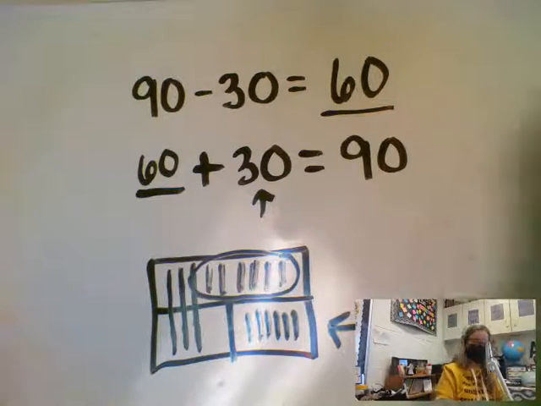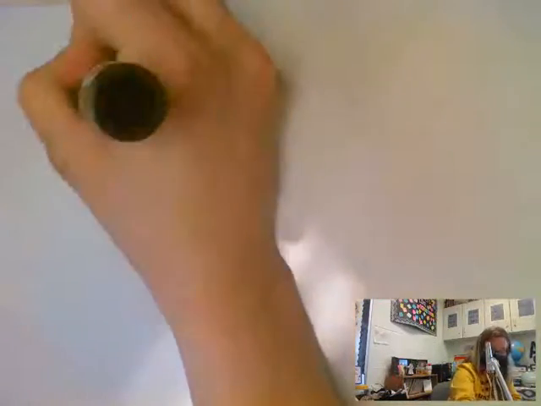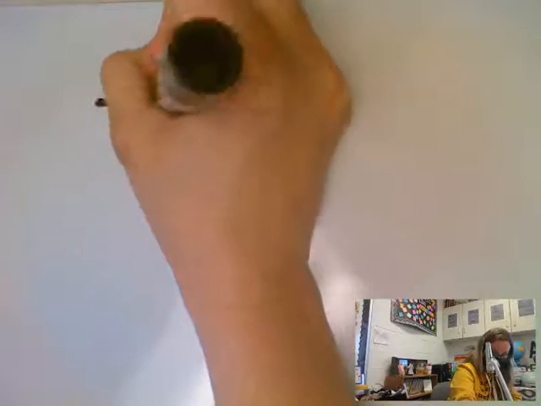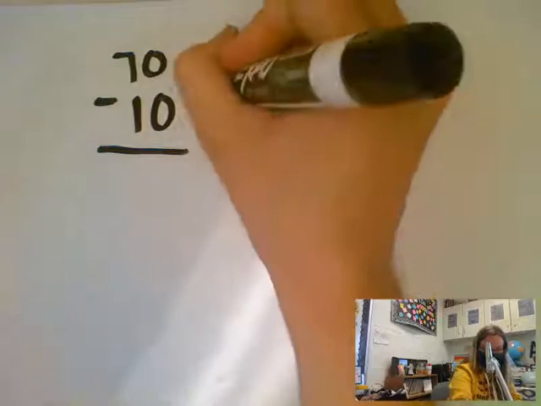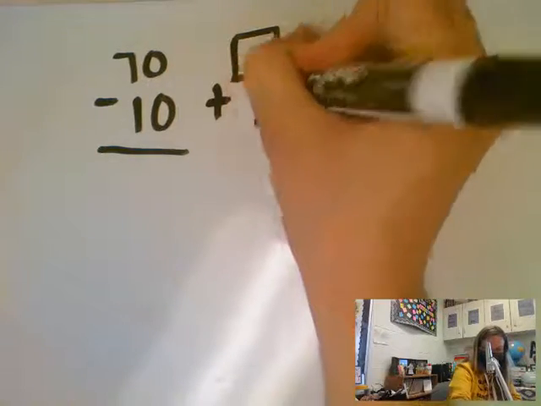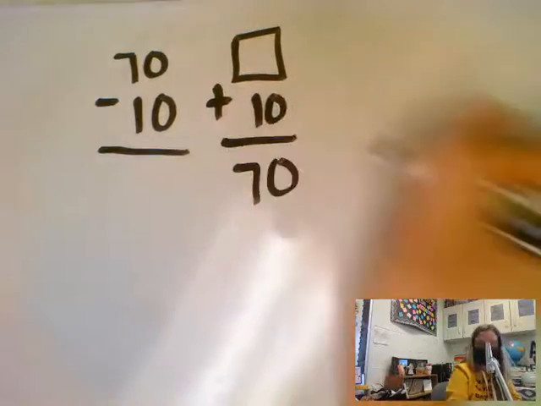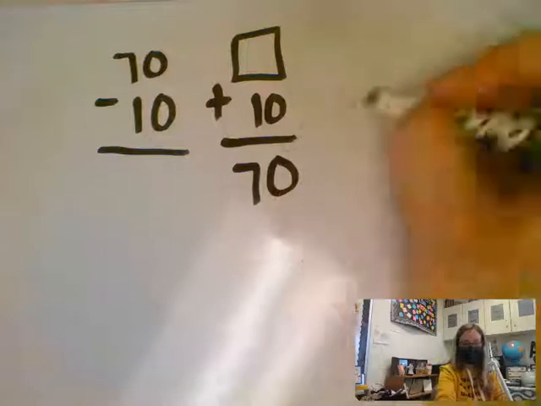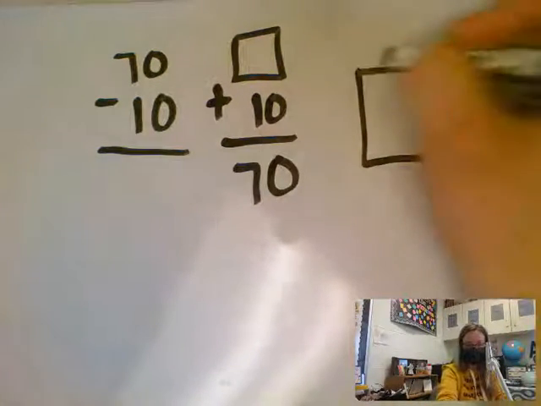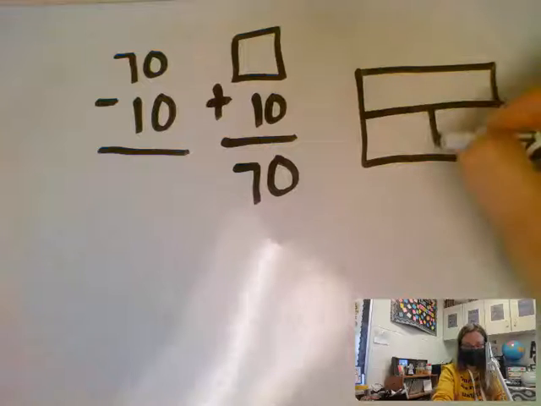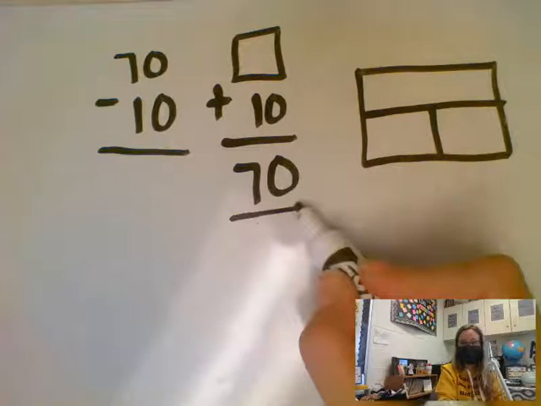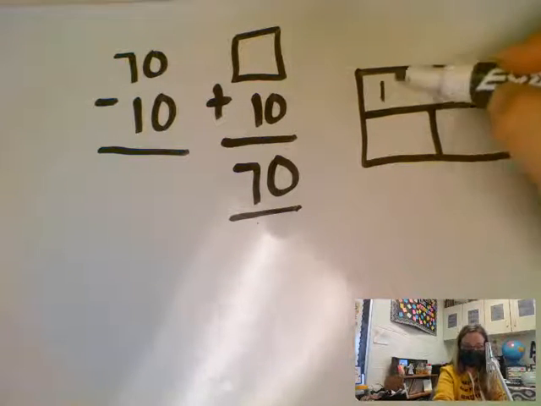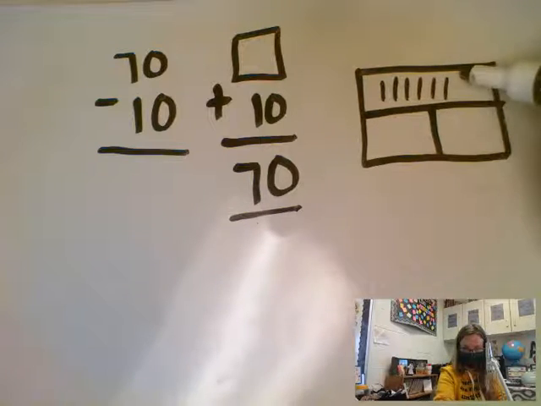Let's take a look at number 7. This one is written vertically instead of horizontally. We have 70 take away 10 equals a number we don't know. And then we're going to figure out what that number is, plus 10 would get us up to 70. So using our part whole addition, make my chart here. I know that my whole or my total is 70: 10, 20, 30, 40, 50, 60, 70.